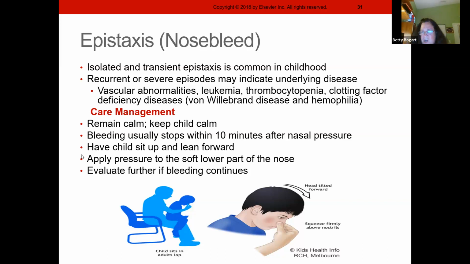So number one, get the child calm. Have them sit on the mother's lap, have them facing forward so they bleed out of their mouth. You don't want them swallowing it because they'll vomit a lot, because it could be a lot of blood. And you take your finger and your thumb and you pinch the nose and put them forward and do not move for 10 minutes. If it continues to go after 10 minutes, they are told to get medical treatment. They might have to put things that we call like tampons. They look like little tampons that go in there and swell up, and they put pressure around the nose and stop it. Sometimes they have to go to the OR and get it cauterized.